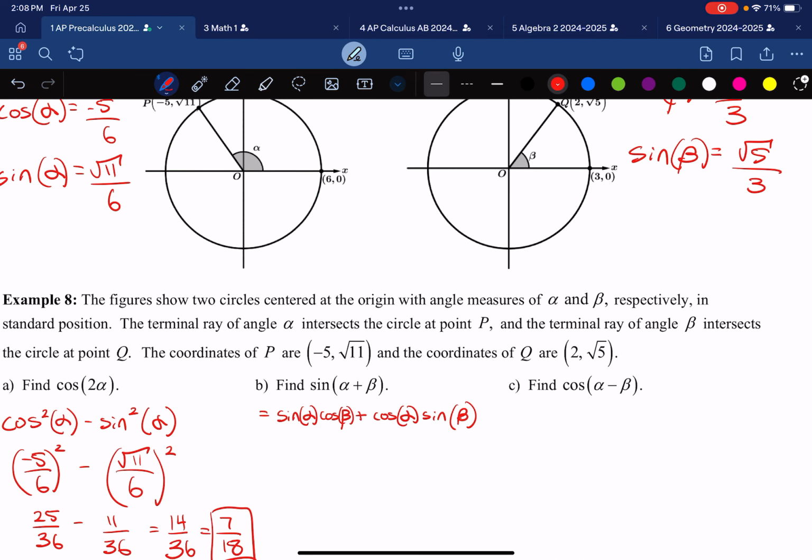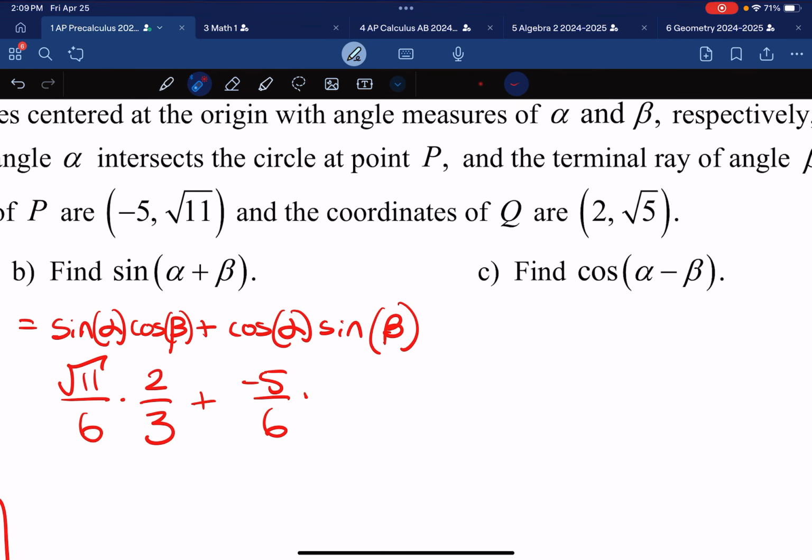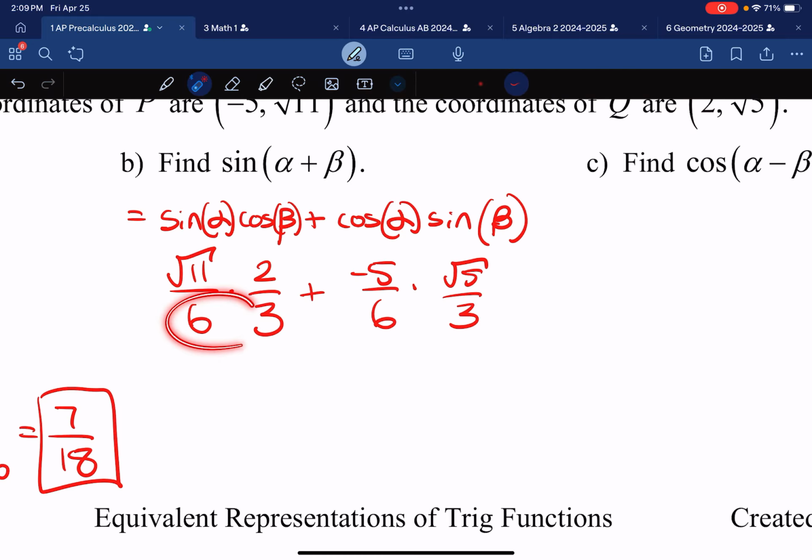Cosine of alpha is negative 5/6, times sine of beta. Sine of beta is square root of 5 over 3. Luckily, I'm looking at the denominators ahead of time. They're both the same denominator, so I don't have to do anything tricky.